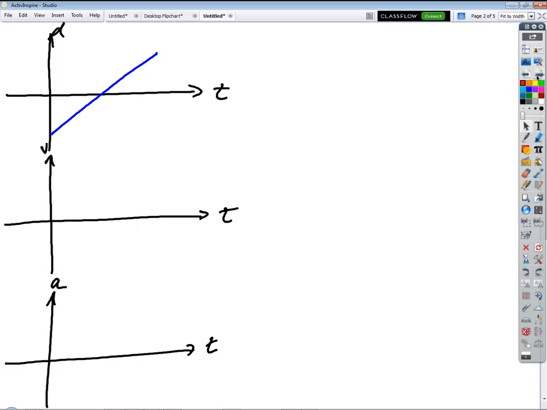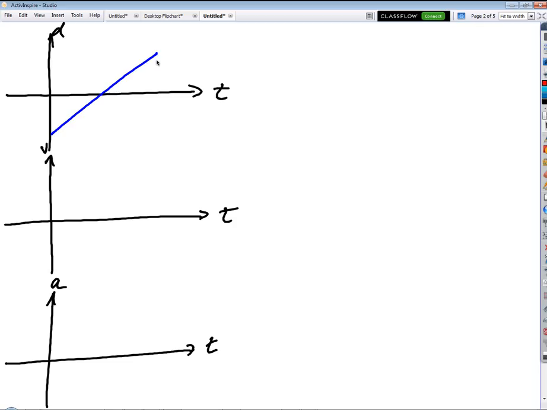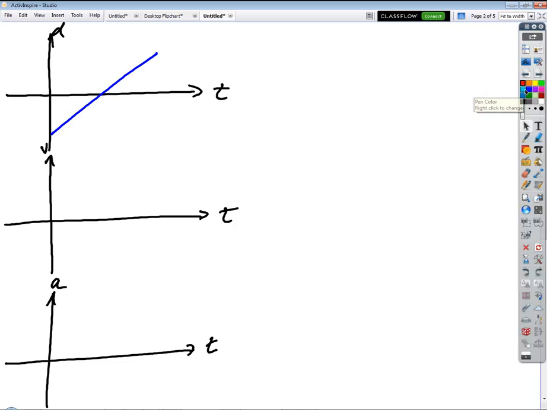So if this is our position time graph, can anybody tell me what's going to be the basic shape of the velocity time graph? We don't have any numbers up there, so we can't be too precise. It's going to be a horizontal line. Good. It can be a little more specific than that. It's going to be positive. The slope of this blue function is constant and positive. Everybody agree it would look basically like this?